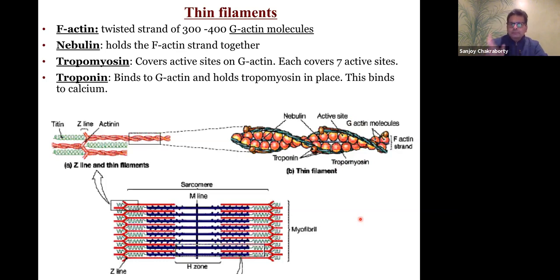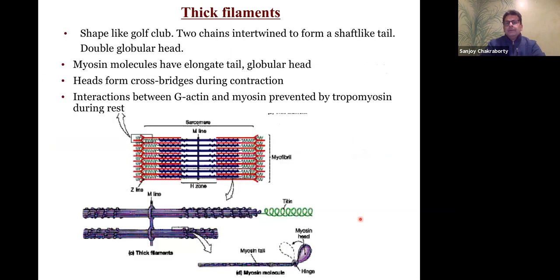I'm going to come back here. So let's go to the thick filament. The thick filament is that huge blue material right here. It looks exactly like this. It is made with protein molecules called myosin. How do myosin molecules look? They have an elongated tail and a globular head. So that's their head and that's their tail.